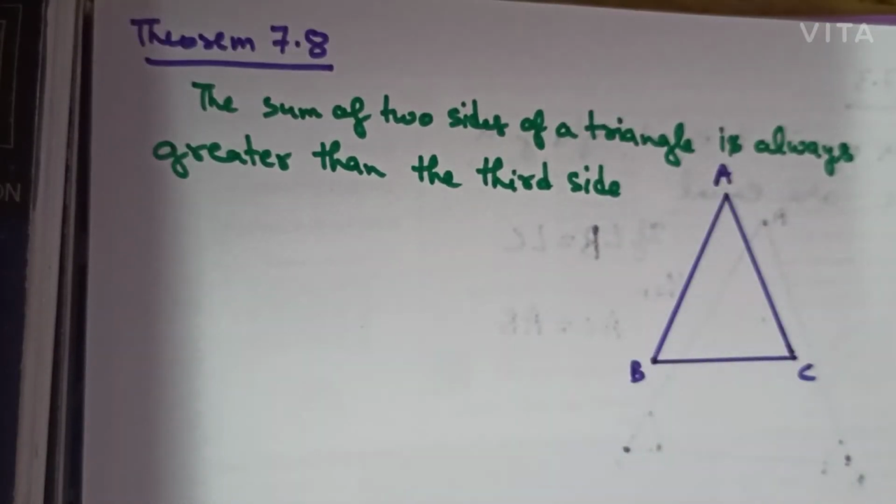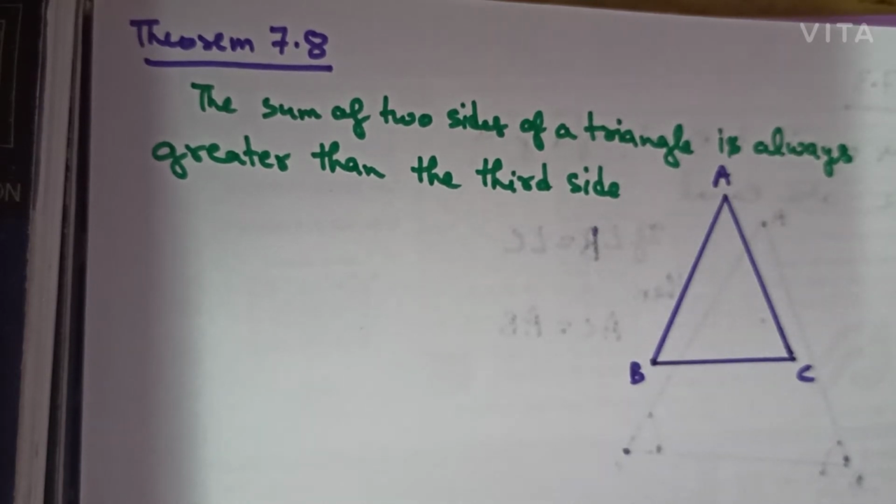Next theorem is theorem 7.8. Very simple theorem. You must have studied it in your previous classes also. It states that in a triangle ABC, the sum of any two sides is always greater than the third side.